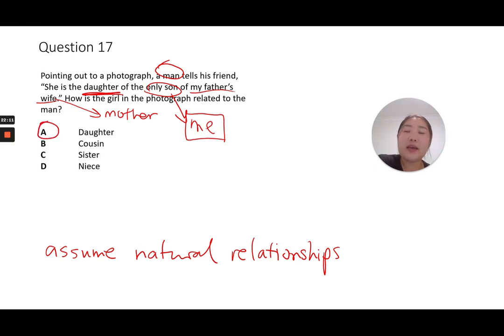Okay, so it'll be A. And in relation to my father and my mother, she would be their granddaughter. But they asked us in relationship to the man, so me. So A, daughter, is the answer.